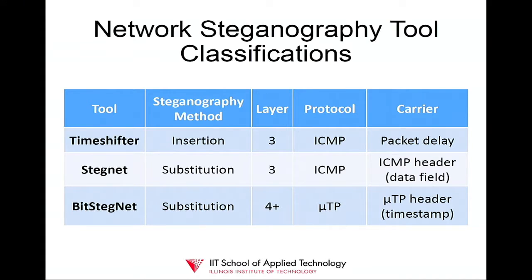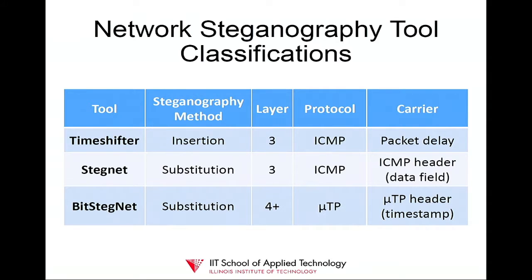As you can see, the first tool is Timeshifter. The method is insertion, working at layer 3, and the protocol is ICMP. We use the data field of the ICMP packet. The second one is StegNet. The steganography method is substitution, working at layer 3 with the ICMP protocol, and it uses the ICMP header data field.